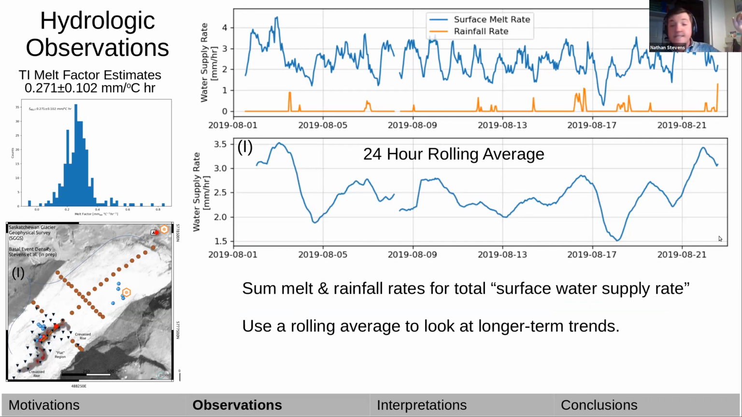Then we can take that sum, and since we're looking for multi-day trends, we can run a 24-hour rolling average across this and see what are the longer-term trends that are occurring. I apologize for the cat. So we can do a rolling average to look for longer-term trends.